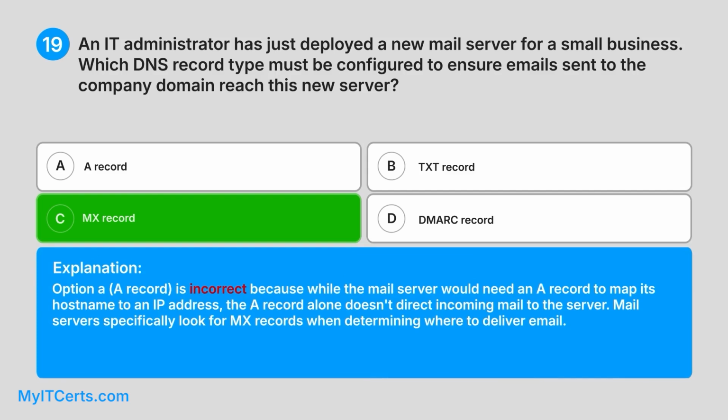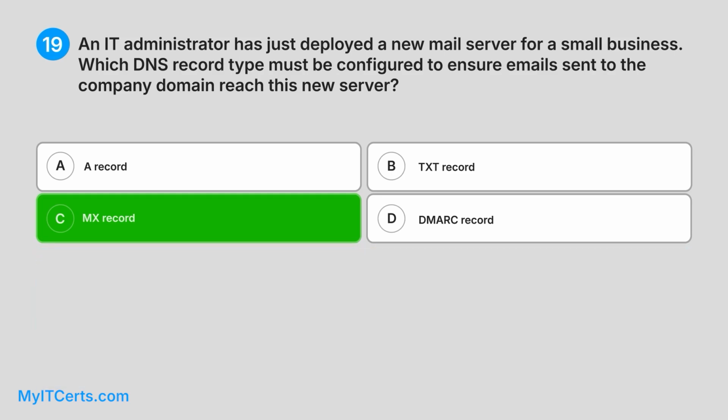Option A, A record, is incorrect because while the mail server would need an A record to map its host name to an IP address, the A record alone doesn't direct incoming mail to the server. Mail servers specifically look for MX records when determining where to deliver email.